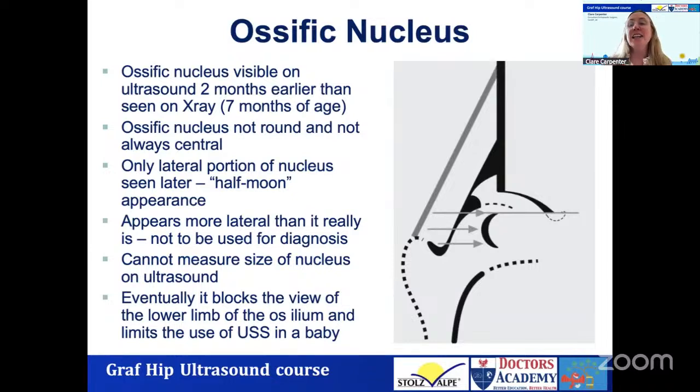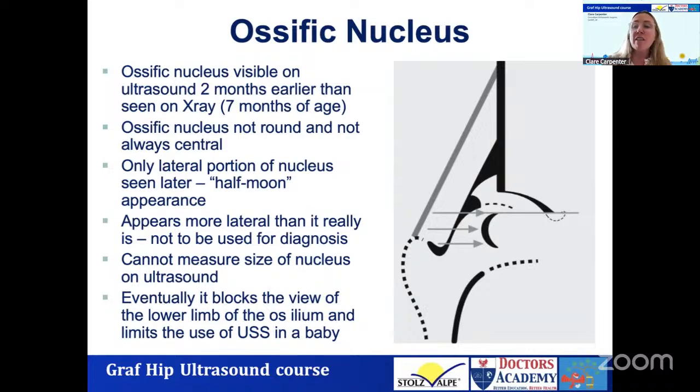And again, the ossific nucleus is not round, and very often it is not centrally placed, which again is why early X-ray is not useful or as useful at determining hip dysplasia and the grades of it.